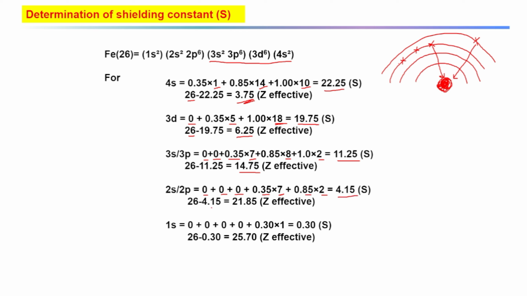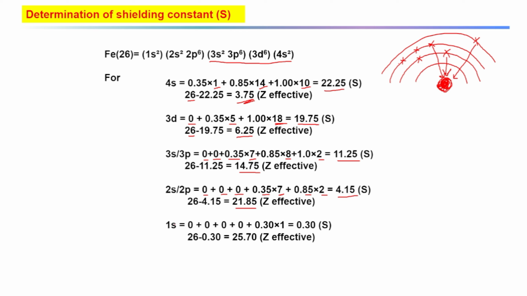So the total shielding constant is 4.15. So if we calculate Z minus S, we will get 21.85. So the effective nuclear charge is 21.85 for 2s and 2p. So these 2s and 2p electrons will feel that the number of protons in the nucleus is actually 21.85. So that much attraction they will feel.